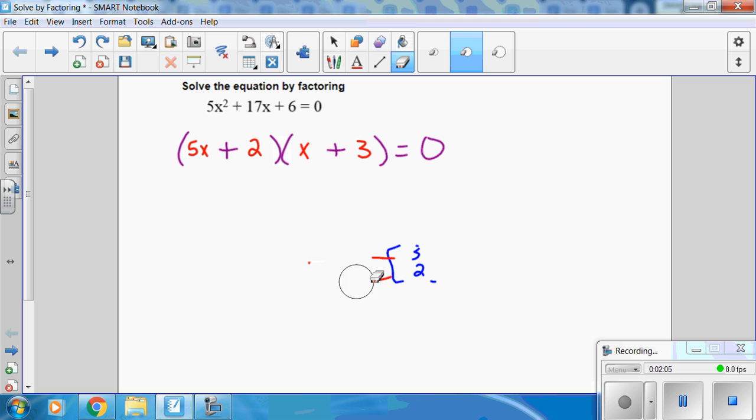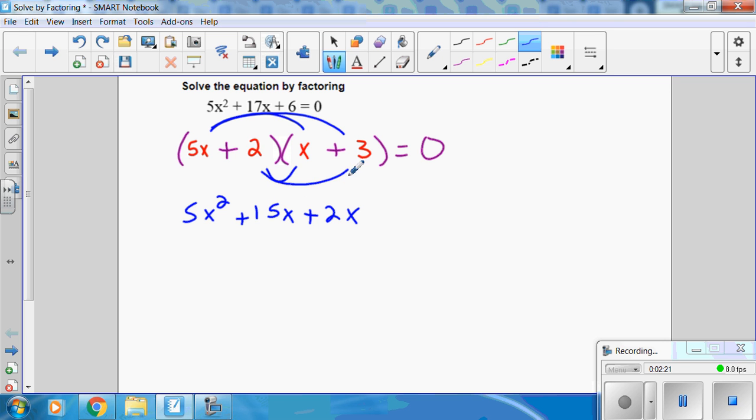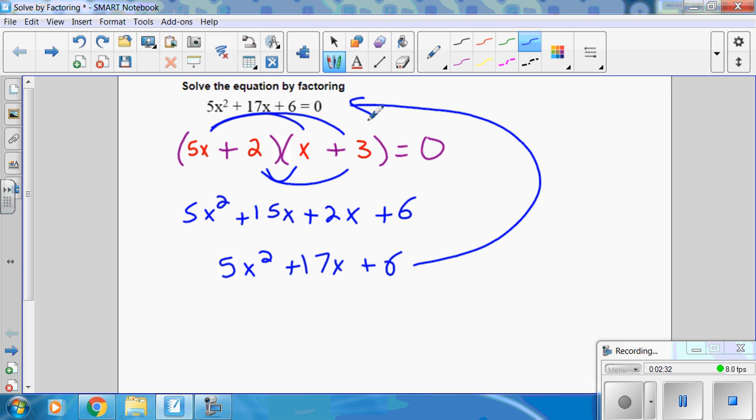Now if I want to check to make sure my work is accurate, what we can do is multiply it all out and see if we get to our original answer. So let's go ahead and do that right now, just to make sure it works. 5x times x is 5x squared. 5x times 3 is 15x. 2, that's going to be 2x. This is going to be plus 6. So it'll be 5x squared plus 17x plus 6. Okay, that's what we have here. That does match up with what we have up top, so we know we factored it correctly.